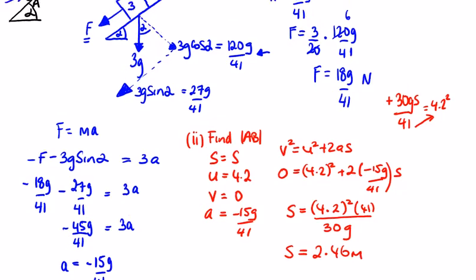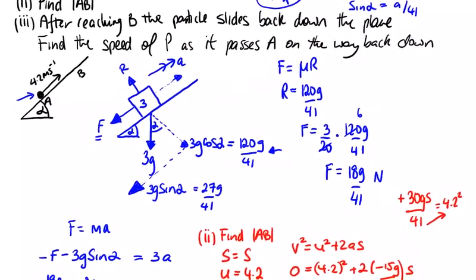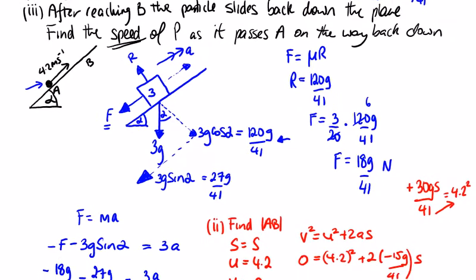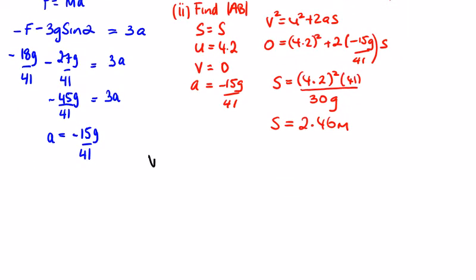In part 3, we're asked, after reaching B, the particle slides back down the plane, find the speed. So we're looking for v as it passes A on the way back down. Okay, let's have a look. We're looking for v. There's going to be a new acceleration, obviously, because it stops and starts moving again. It's gone downhill, so it's going to be going faster. We know the distance. In this case, we just worked it out, 2.46. And it's starting from 0. So my initial velocity here will be, it stops and moves back down, so my initial velocity will be 0.